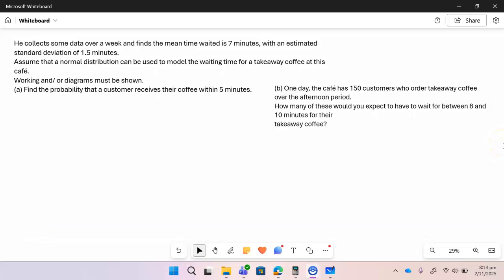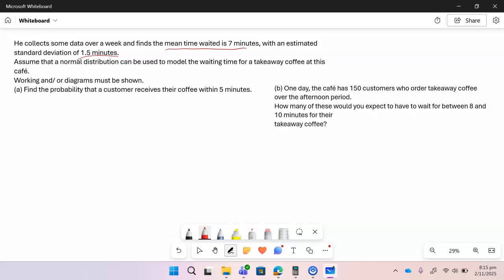Alright, you guys, I've found a question that asks us to find the standard deviation, but it's from 2021. I thought I may as well just do the entire question for now. So, starting with the first part, we know that the mean is 7 minutes and the standard deviation is 1.5.